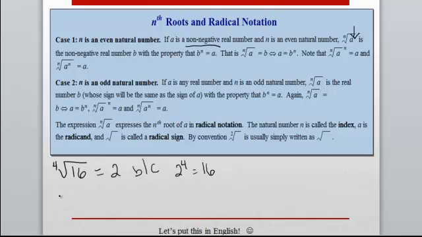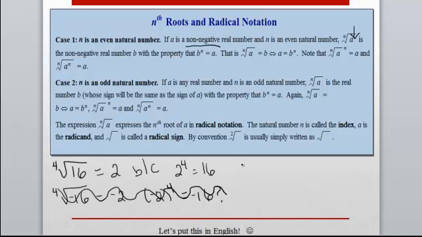Okay? So what if we had the 4th root of a negative number? The 4th root of negative 16. We would think that that would be negative 2. But let's try. Is negative 2 to the 4th power equal to negative 16? Well, whenever you raise a negative to an even power, it actually comes out to be positive. So this is not true. That's why your radicand needs to be positive if your index is even.